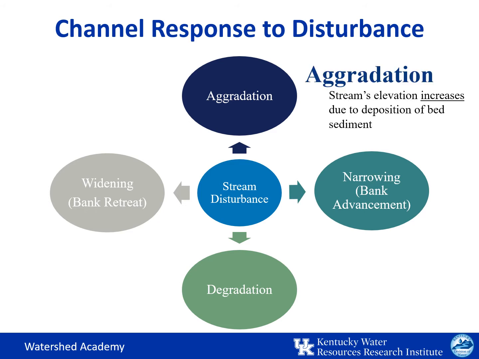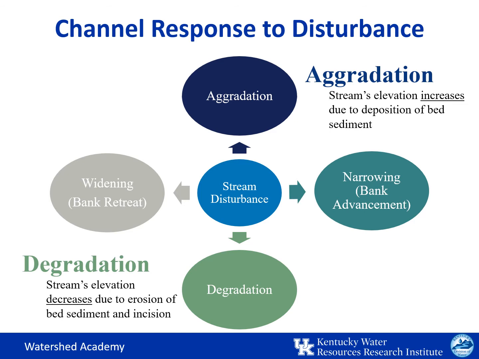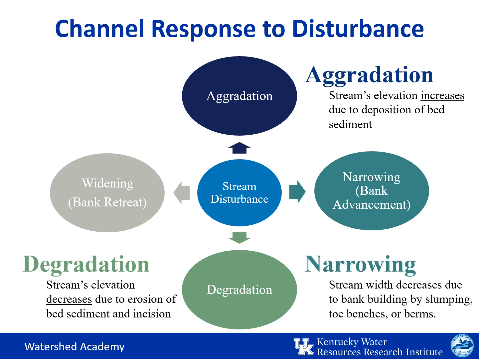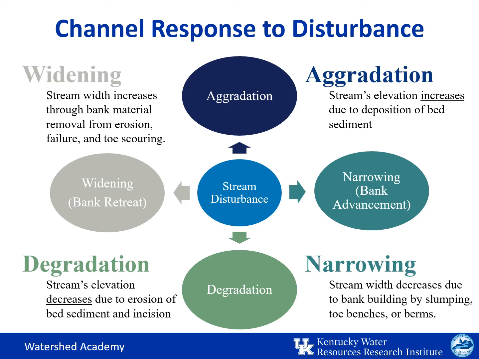It can move up through aggradation, that is, the stream elevation increases due to deposition of bed sediment. It may move down, that is, the stream elevation decreases due to erosion of the bed sediment and incision. It can move in, the banks may narrow and the stream width decrease due to bank building by slumping or toe benches or berms. Or it can move out, the stream width increases through bank material removal through erosion, failure, or toe scouring.